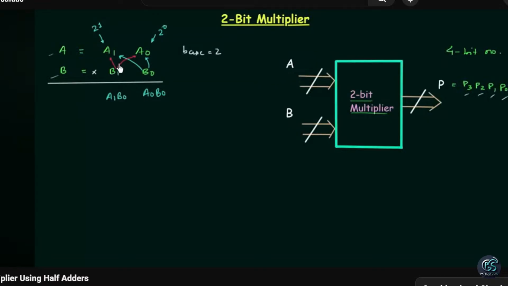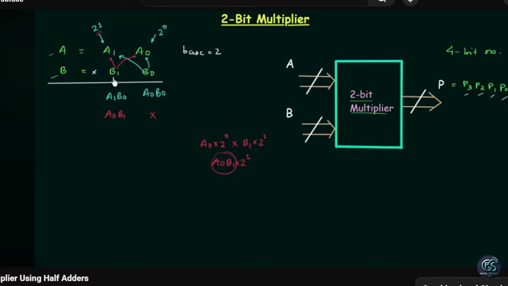When you multiply B1 and A0, let's see what we have. A0 multiplied by 2 raised to power 0, weight of this position is 2 raised to power 0, multiplied by B1, whose weight is 2 raised to power 1. So finally we have A0 B1 multiplied by 2 raised to power 1. So this result of multiplication will go to this column, A0 B1, because weight of this column is 2 raised to power 1. I will put a cross mark because no result will fall in this column when you multiply A1 and A0 by B1.